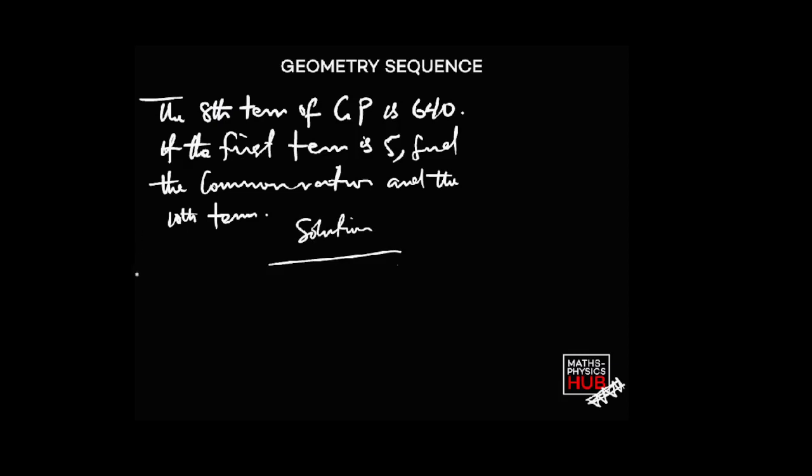If I have the nth to be 8, then we have that the 8th term is 640. So that means that T8 is 640, and the first term is 5. And we are asked to look for the common ratio and the 10th term. How do you go about that?